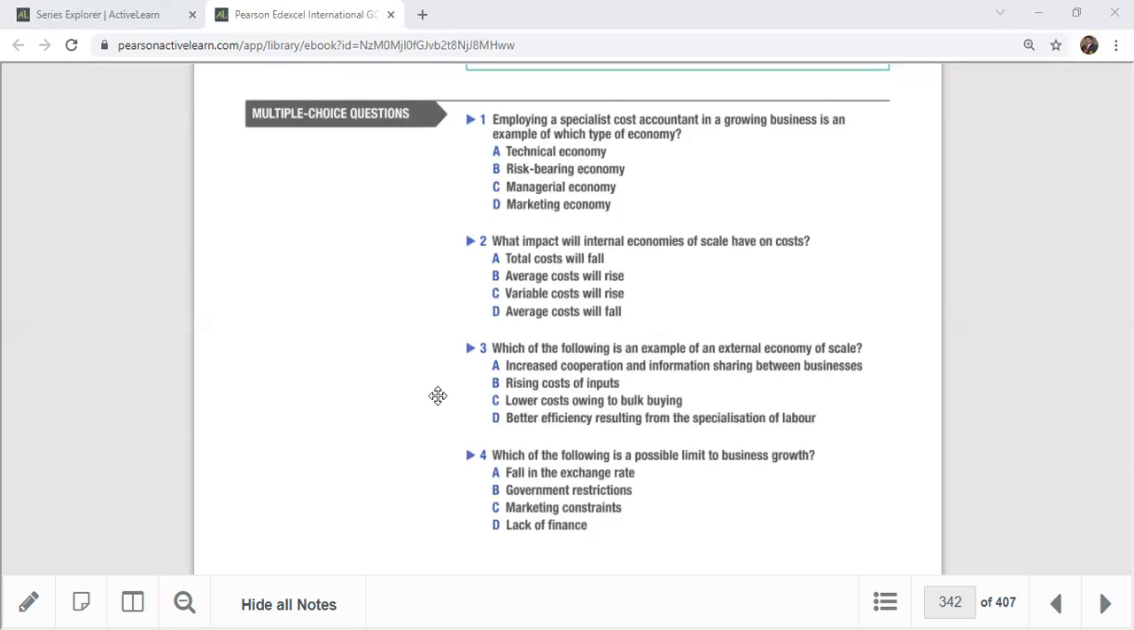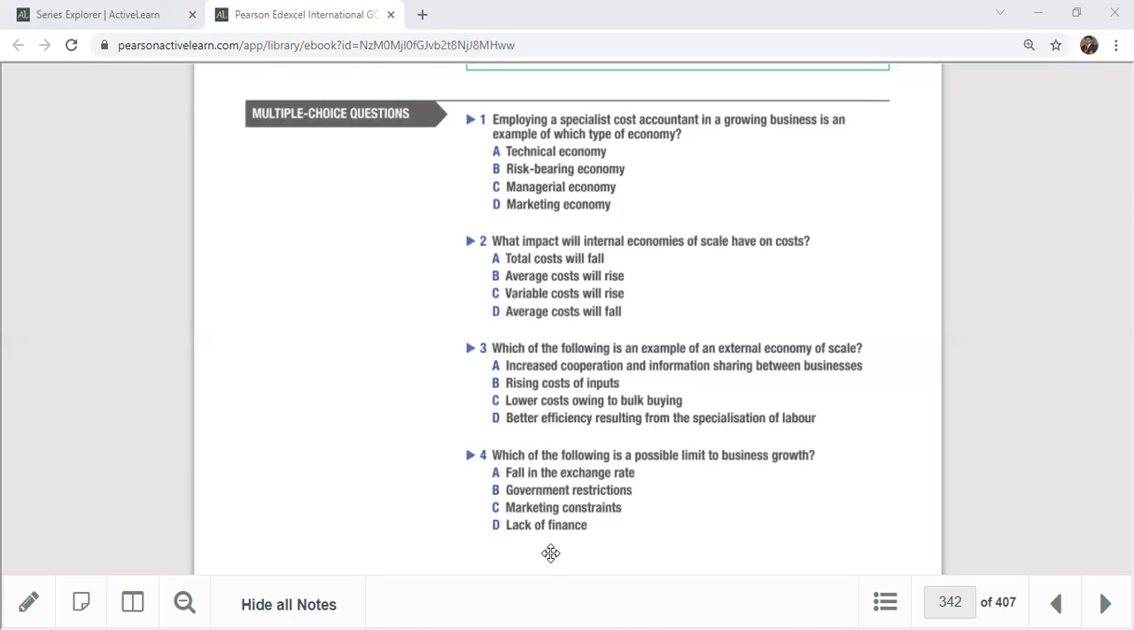Okay, let's go to the third question. Which of the following is an example of external economies of scale? A, increased cooperation and information sharing between businesses. B, rising cost of inputs. C, lower cost owing to bulk buying, describing purchasing economies of scale. D, better efficiency resulting from specialization of labor. So what is an example of external economies of scale?